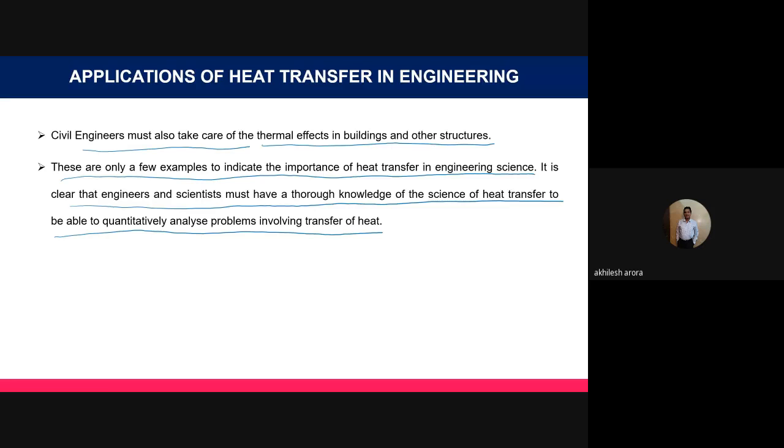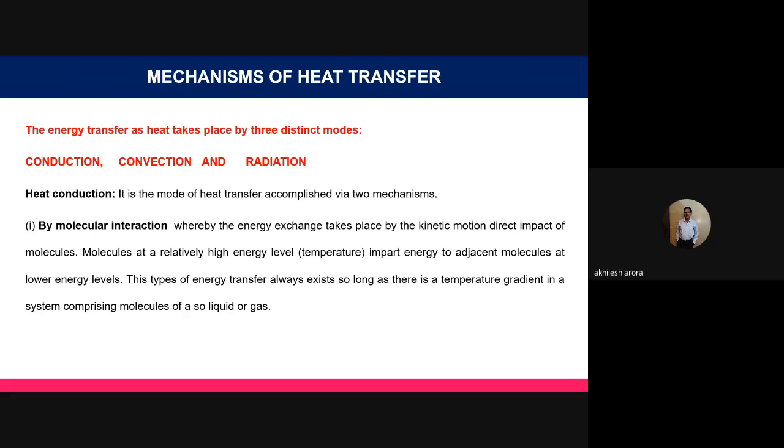So basically, as I told you yesterday also, it's a very important subject, to know about heat transfer, or how to calculate the heat transfer, or to design the equipment based on heat transfer. Now what are the various mechanisms of heat transfer? The various mechanisms you must know are, the first one is conduction, second is convection, and the third is radiation. So let us first of all talk about heat conduction.